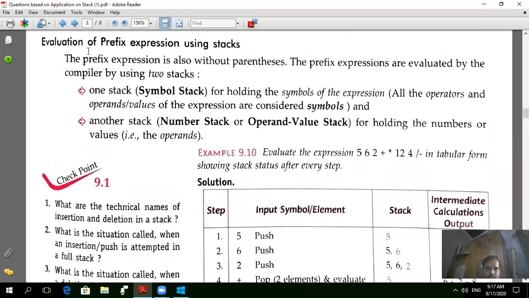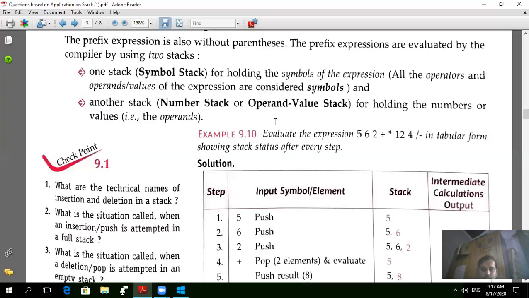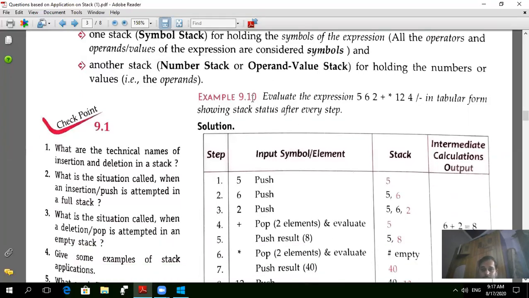Next, evaluation of prefix expression using stack. This is also the same, it will work the same way. Okay? Now, question number 9.10. Evaluate the expression 5, 6, 2, plus, multiply, 12, 4, divide, minus. This is also a postfix expression, and so you have to evaluate this.